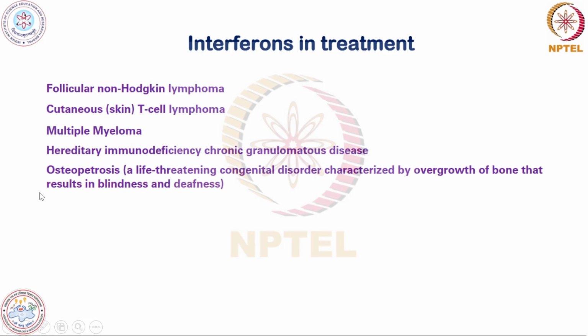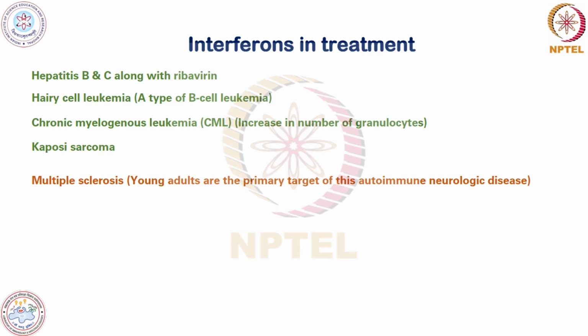And there are some other conditions as well, like follicular non-Hodgkin lymphoma, cutaneous T-cell lymphoma, multiple myeloma, hereditary immunodeficiency, chronic granulomatous disease, osteopetrosis, which is a life-threatening congenital disorder characterized by overgrowth of bone that results in blindness and even deafness. So in these cases, the interferon can be used. These are the examples of the disease conditions where interferon can be used.